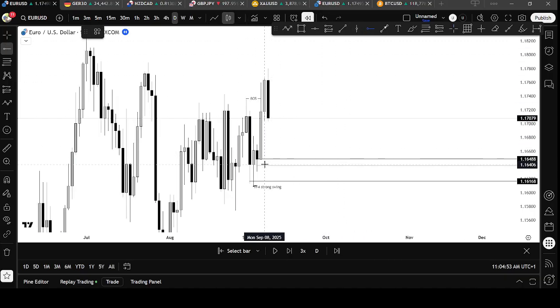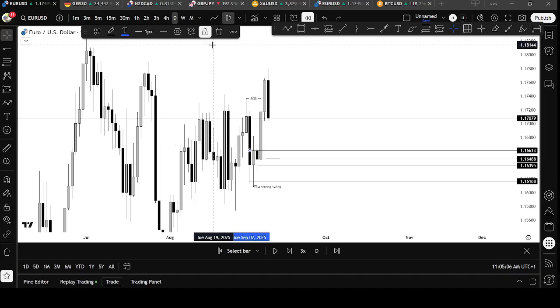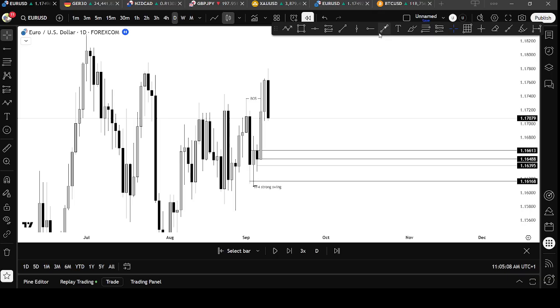We also have this A shape here. This is an A shape, so you can also call this another block, but it's an A shape. And again, this breaker block here. Just don't get yourself confused.